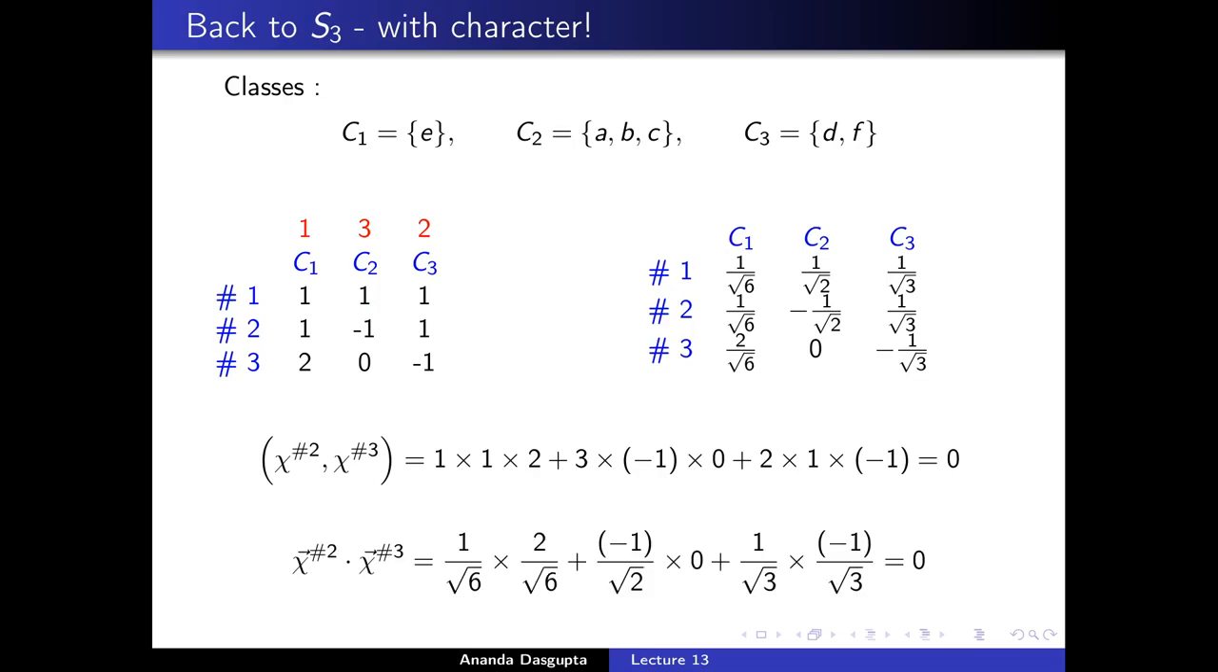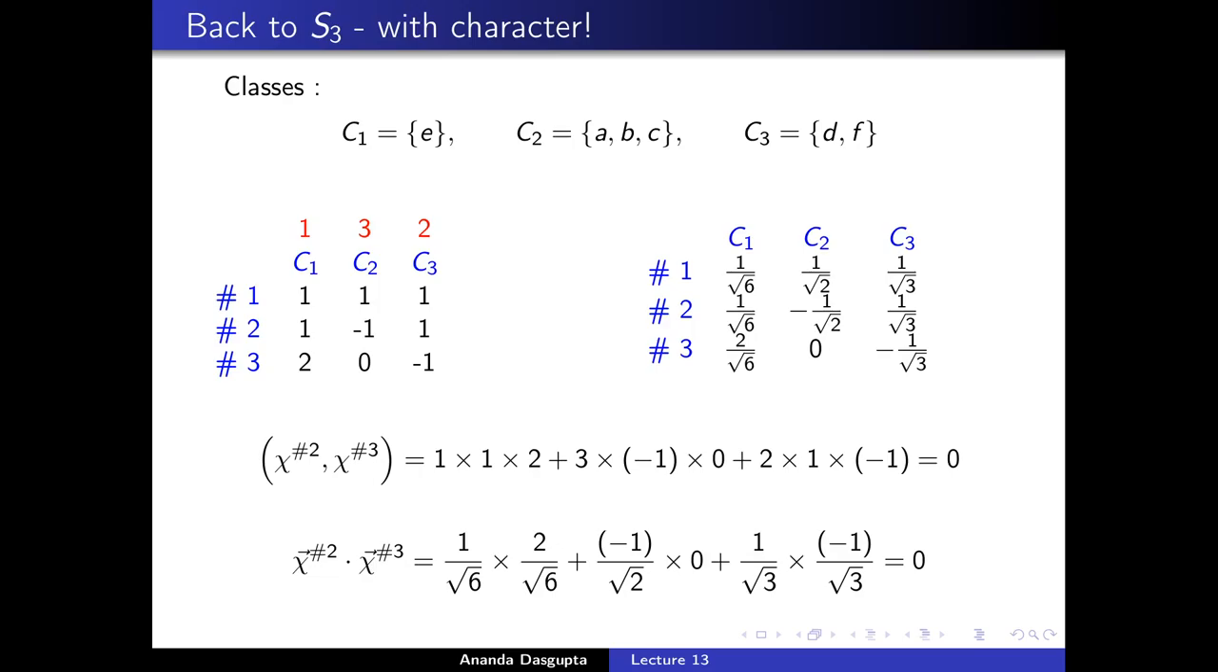And just to illustrate that, let me show you that if you were to take a dot product between the character vector corresponding to representation number 2 and that corresponding to representation number 3, you would get 1 by root 6 times 2 by root 6 plus minus 1 by root 2 times 0 plus 1 by root 3 times minus 1 by root 3. And when you add them all together and cancel out the factors, you will see that the result is 0, as it should be. Of course, you should not expect a new result this way. It's the same result written in a different fashion.